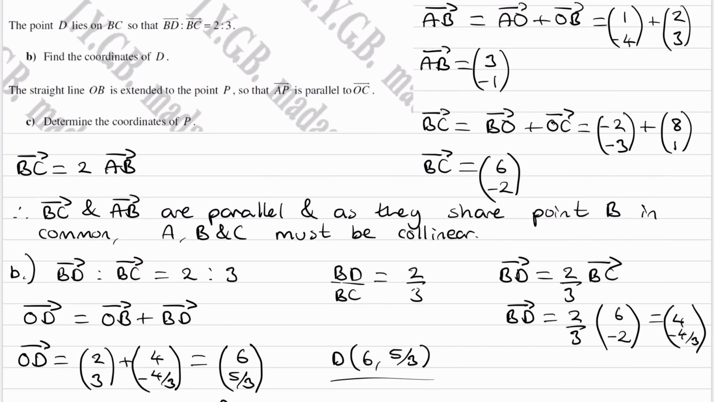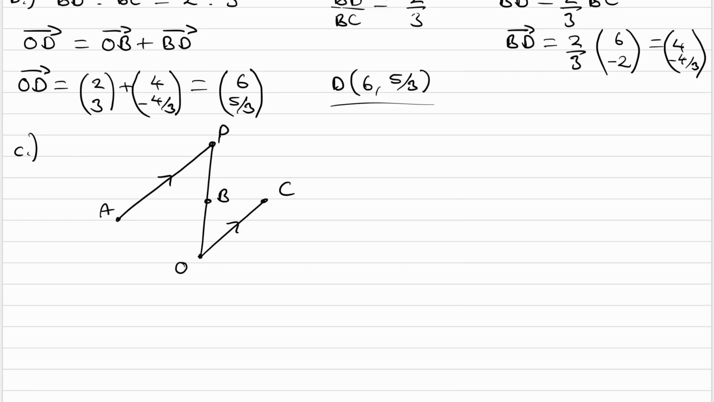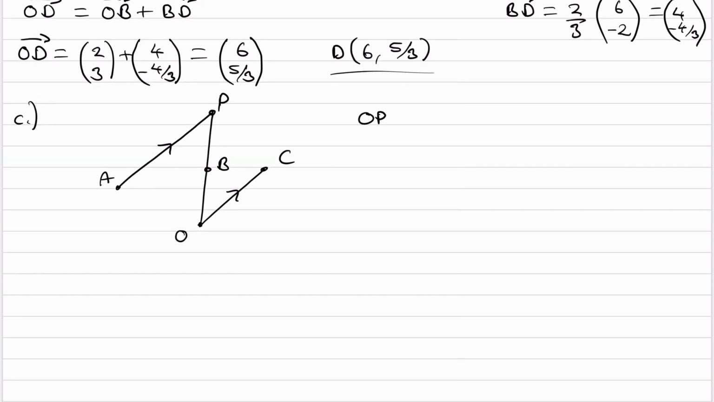So we're trying to work out the coordinates of P. So if we're trying to work out the coordinates of P, we want to work out the position vector of P to start with. So how can we do that? Well, we know that AP is parallel to OC, therefore AP is a scalar multiple of OC. We know that the point B, or rather the vector from O to B, has been extended to get us to P. So that would mean that O to P is a scalar multiple of O to B, some other scalar multiple, so it doesn't have to be the same as what we have here.